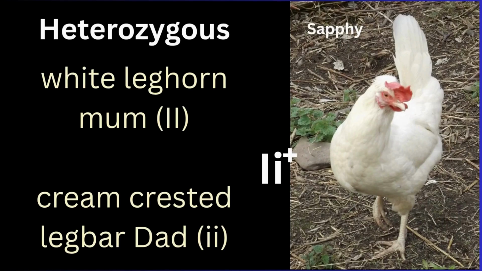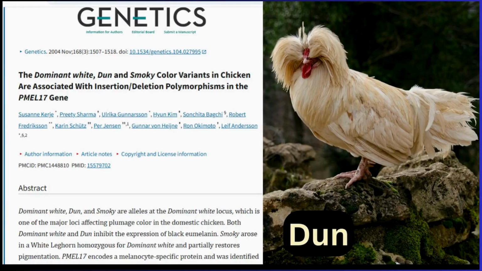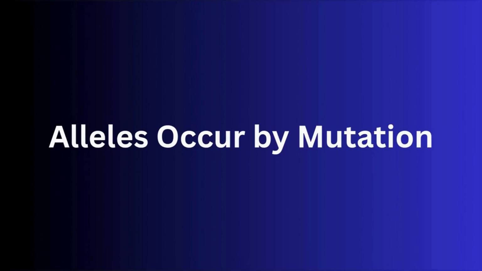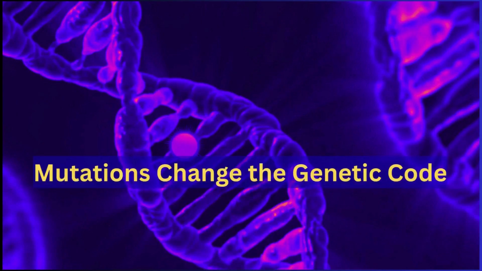Chickens like Safi are heterozygous at the dominant white gene. I can only tell this because I know she has a dominant allele from her mum and a wild-type allele from dad. Two other alleles at the dominant white gene are dun and smoky, and we'll discuss these in future videos. The different alleles of a gene occur by mutation of the wild-type alleles.